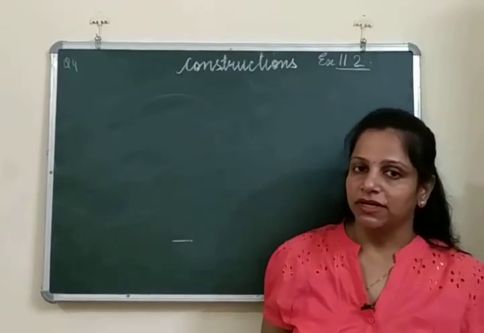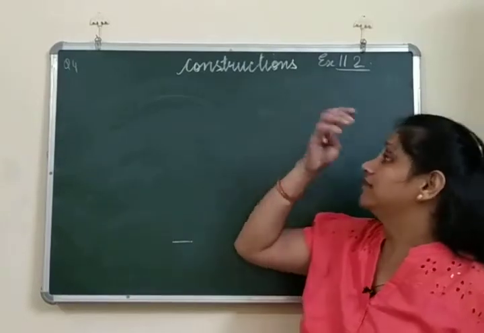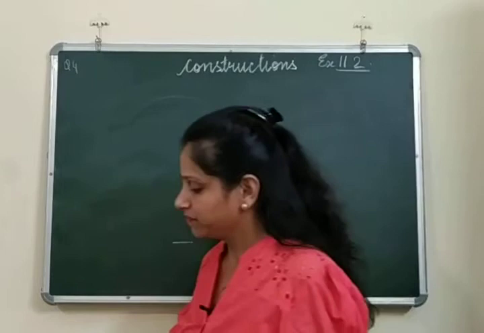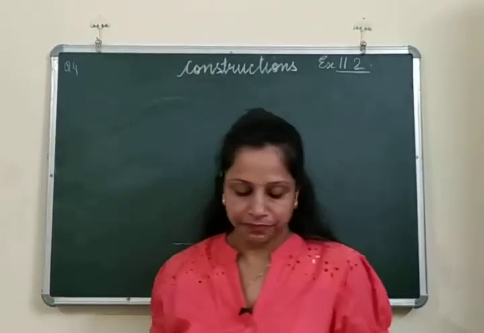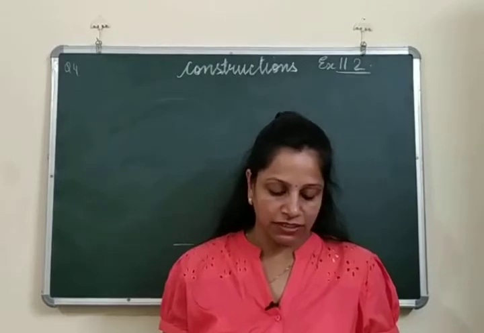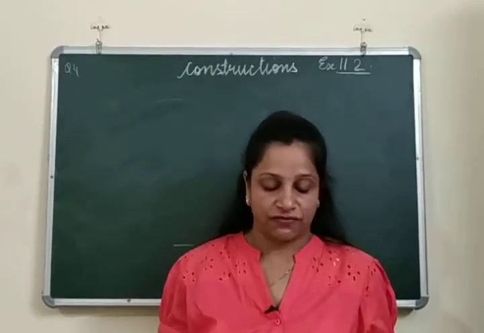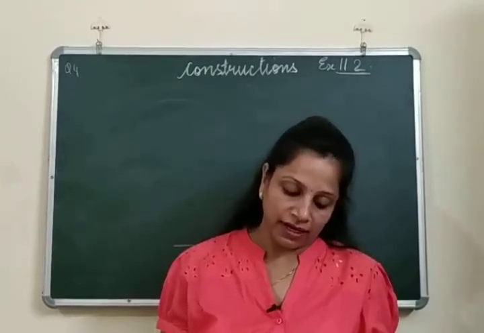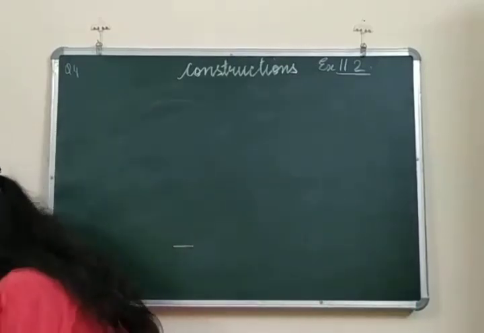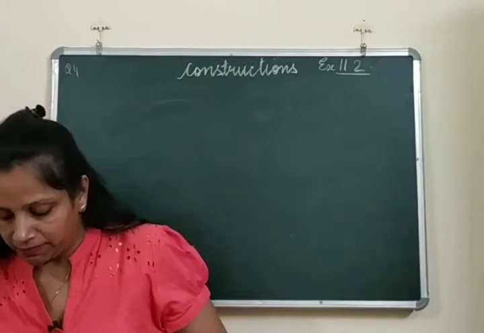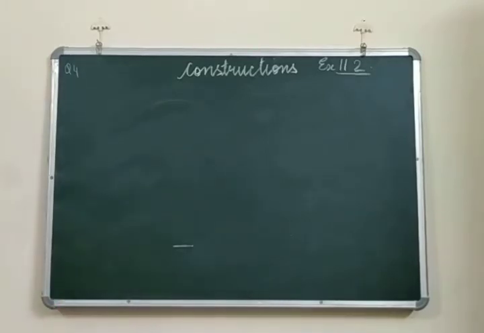Today we will be doing question number 4 from exercise 11.2, right? And question number 4 in 11.2 is: draw a pair of tangents to a circle of radius 5 which are inclined to each other at an angle of 60 degree. What are we given?